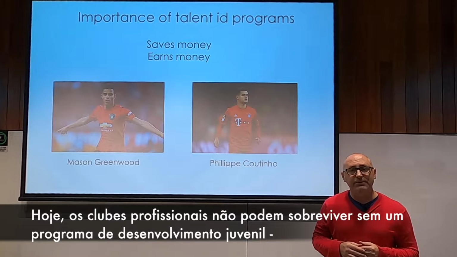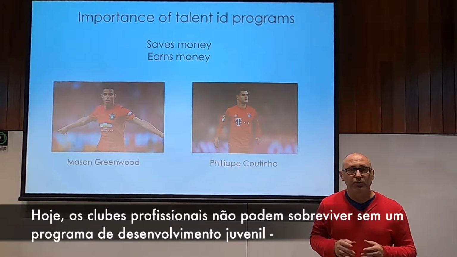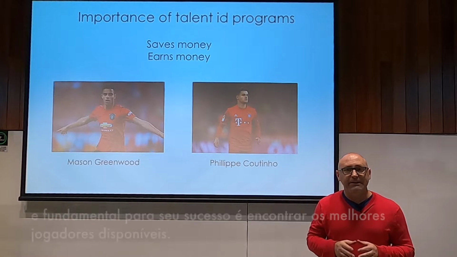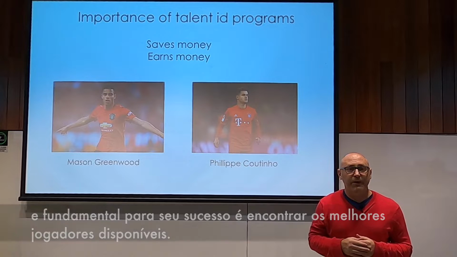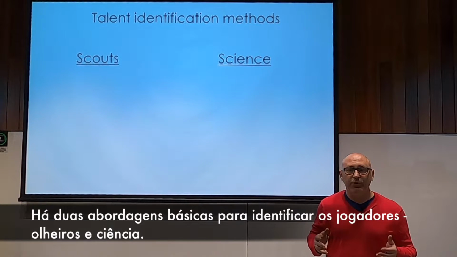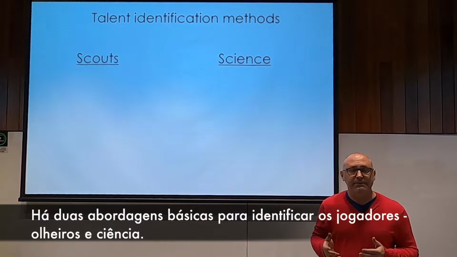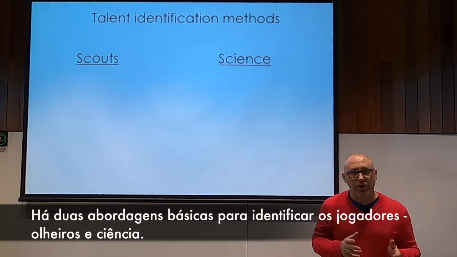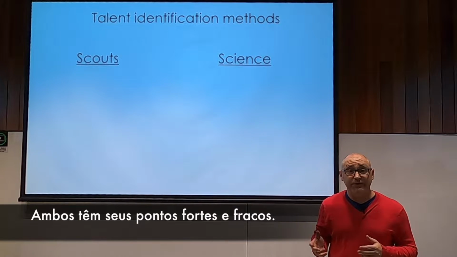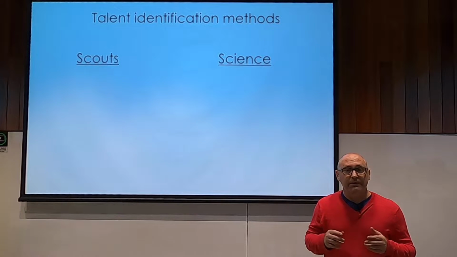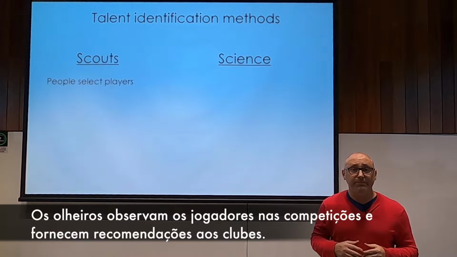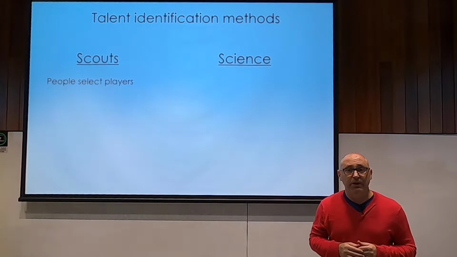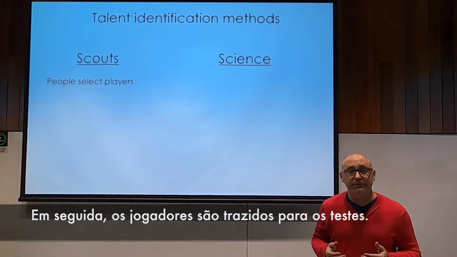Today, professional clubs can't survive without a youth development program, and central to its success is finding the best players available. Now, there are 2 basic approaches to identifying players: scouts and science. Both have their strengths and weaknesses. Scouts are the most common method. Scouts observe players in competitions and provide recommendations to clubs. Players are then brought in for trials.